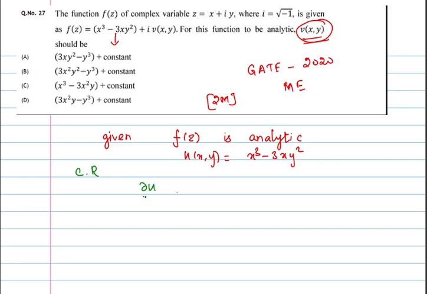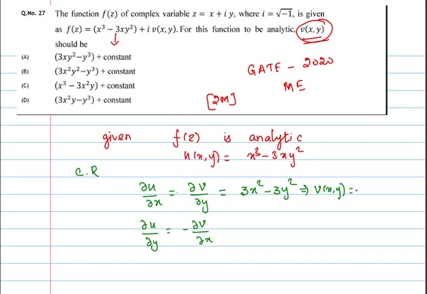The CR equations are du by dx equal to dv by dy, and du by dy equal to minus dv by dx. What is du by dx? We simply take the derivative with respect to x partially. So, 3 times x square minus 3 times y square. We require v of x comma y, so we are going to integrate with respect to y partially.